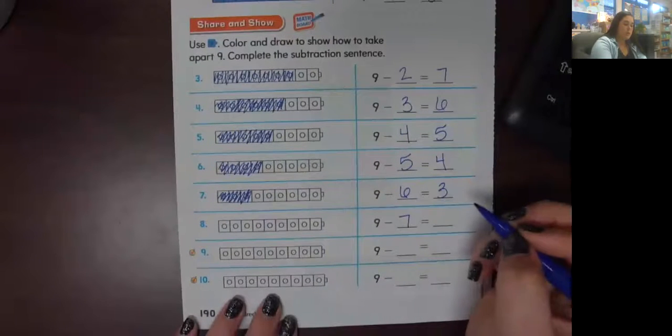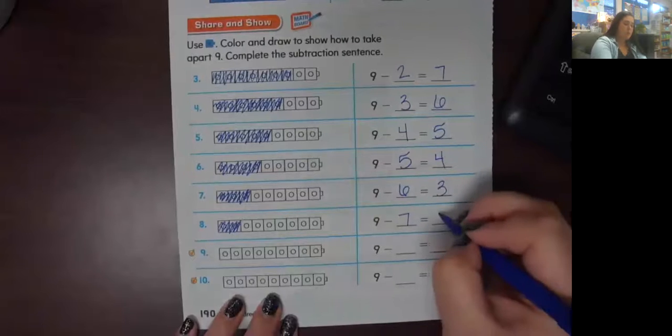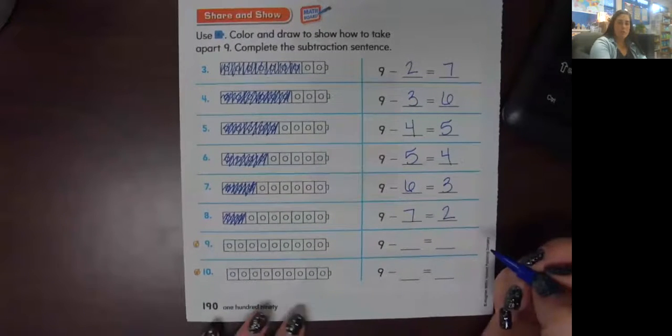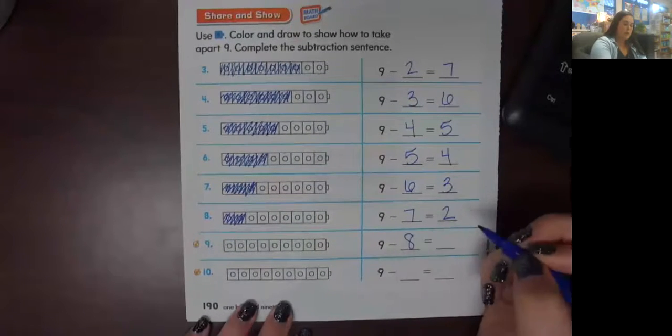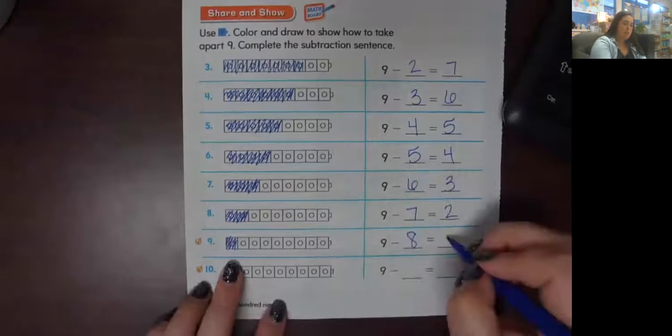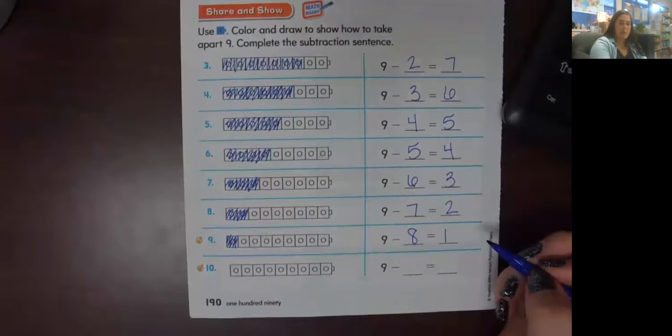Now we're going to do 7. We want to have 7 white. How many are blue? Just 2. So 9 minus 7 equals 2. Now we're going to do 8. We want to have 8 white. So we only have 1 blue. So 9 minus 8 equals 1.